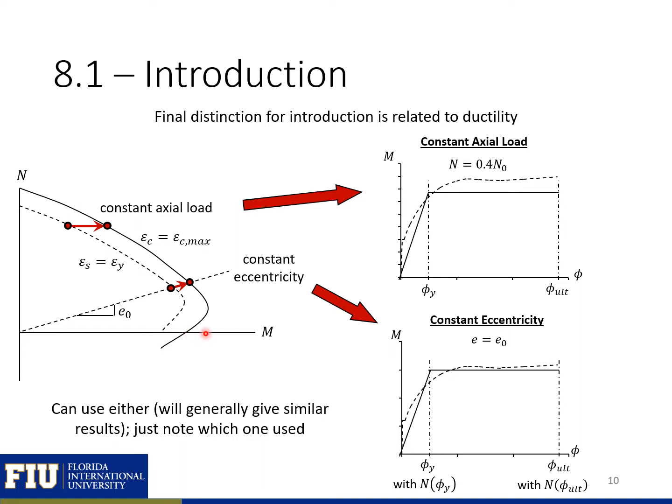So we can find our ductility using either a constant axial load or a constant eccentricity. With a constant axial load, we're looking at the yield curvature and ultimate curvature when we stay at a constant axial load, so moving horizontal here. Or we can look at the yield curvature and ultimate curvature at a constant eccentricity, so moving out on this eccentricity line here from our yield to our ultimate point. We can use either, but we just need to note which one we're using.